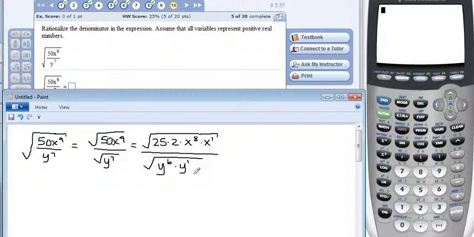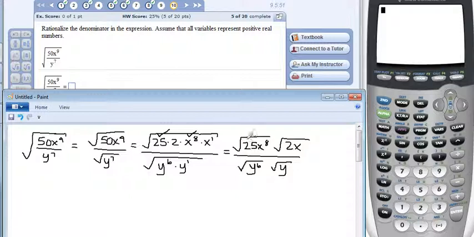Okay? Now I can separate my perfect pieces, these two, put them here, x to the 8th. And I'm going to put my non-perfect, my 2x, over here. And do the same thing down here. This one's perfect, y to the 6th, and then I've got that y left over. Okay?